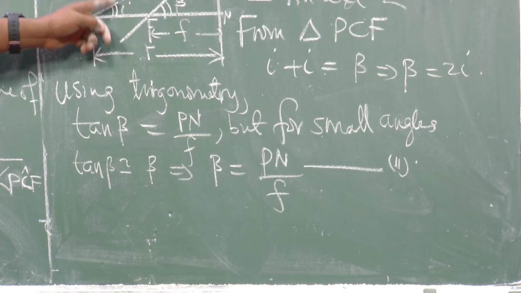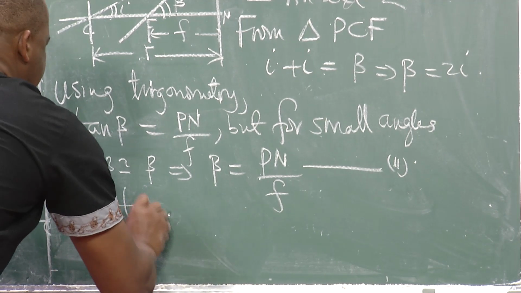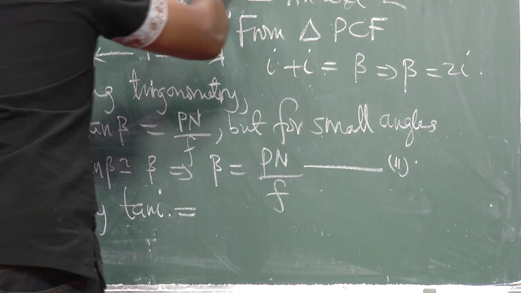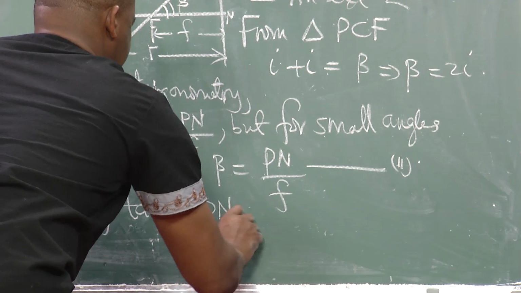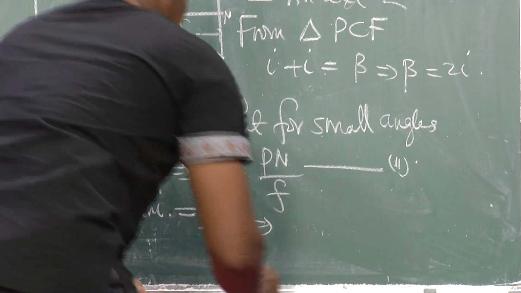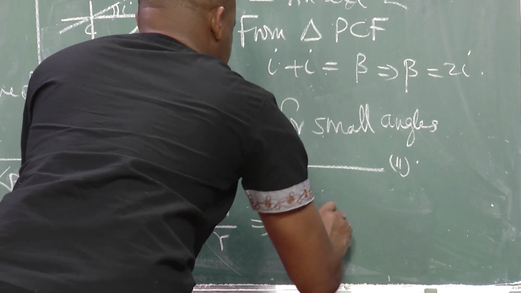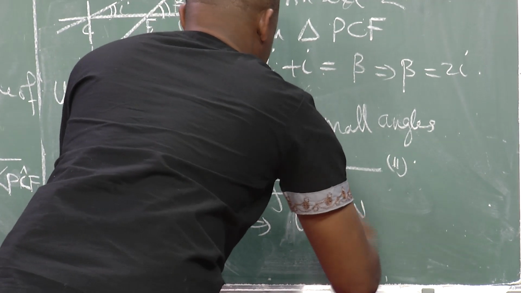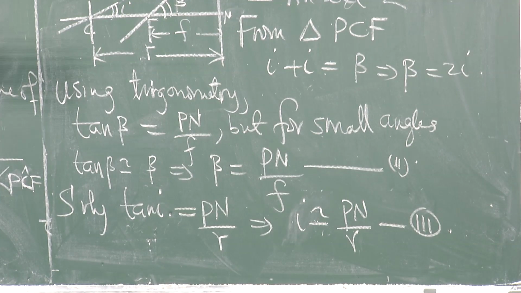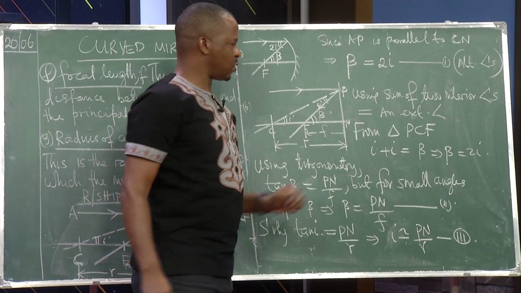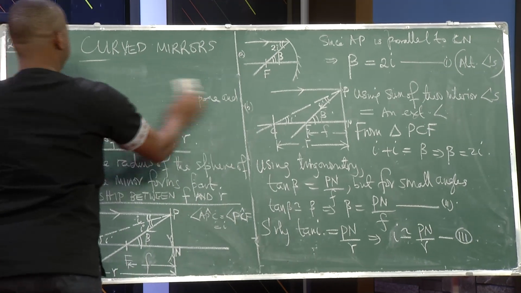Similarly, we can look for the tan of I. In a similar way, tan of I would be equal to opposite, using this big triangle. Opposite is still Pn over the adjacent, which is R. And for small angles, I is approximately going to be equal to Pn over R, and we can call this equation 3. So we shall substitute everything, beta and I, in equation 1.